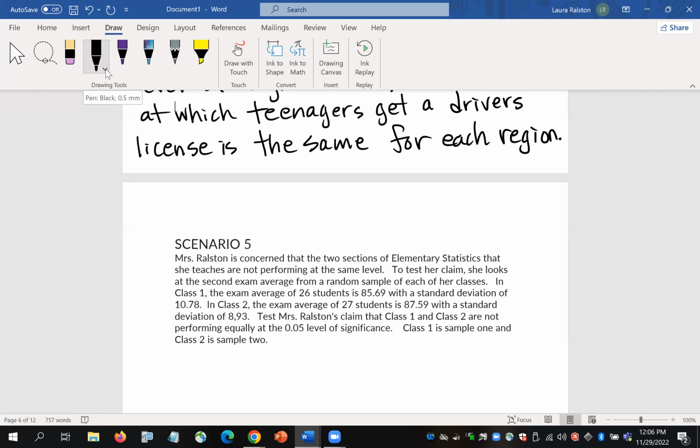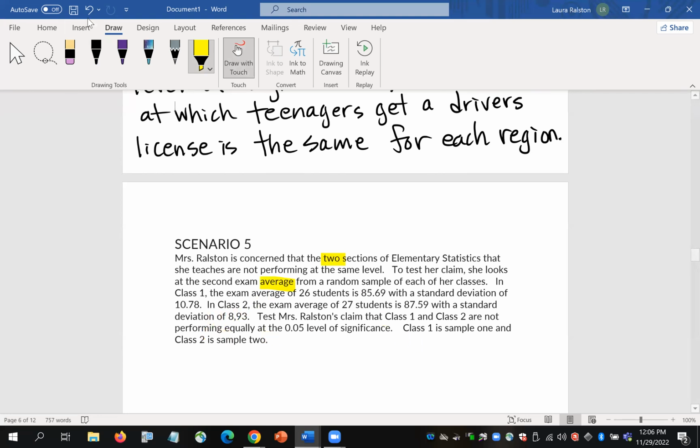Class 1 is sample 1 and class 2 is sample 2. So again, a couple of things jump out at me here. First is talking about two sections, two things, two groups. Then it says something about average.